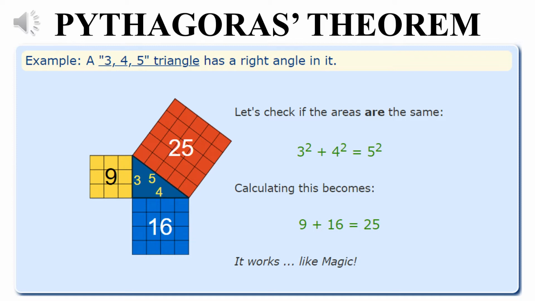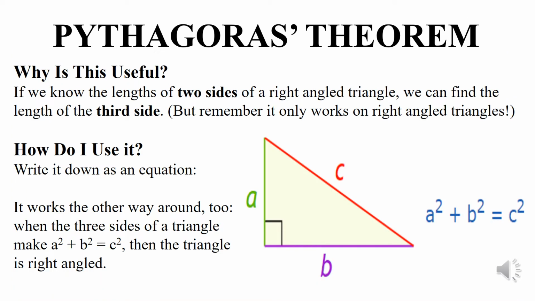Example, a 3, 4, 5 triangle has a right angle in it. Let's check if the areas are the same. 3 squared plus 4 squared is equal to 5 squared. Calculating this becomes 9 plus 16 is equal to 25. It works like magic. Why is this useful? If we know the lengths of two sides of a right-angled triangle, we can find the length of the third side. But remember, it only works on right-angled triangles.